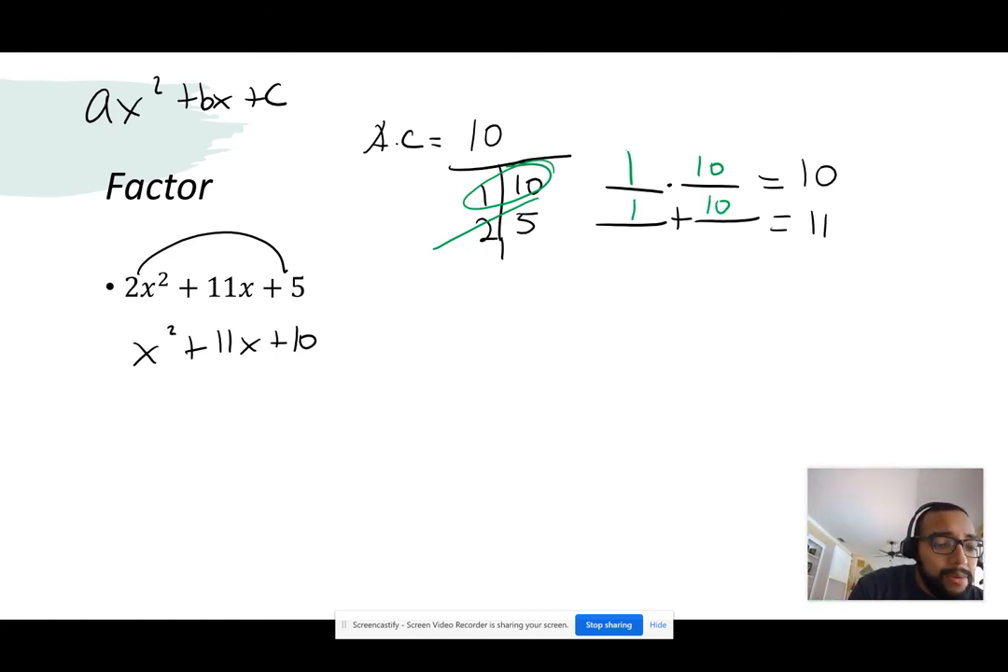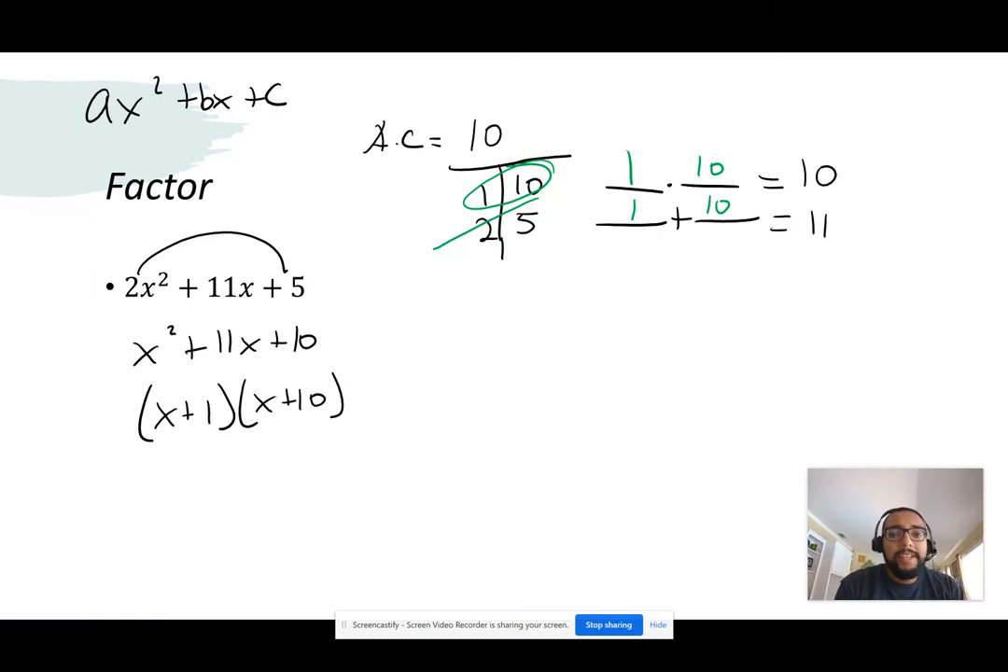So if I had that equation there, I told you to rewrite it, I would put x plus 1 and x plus 10. See, that's not too bad, right? Whenever your value of a is just 1, things are nice, things are simple. I mean, look at that grouping video. That was a lot of work.